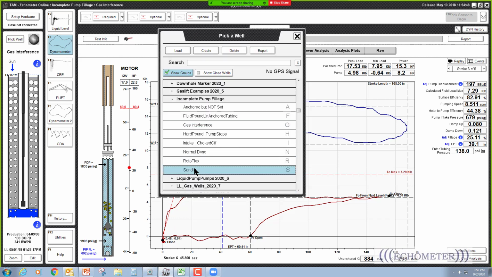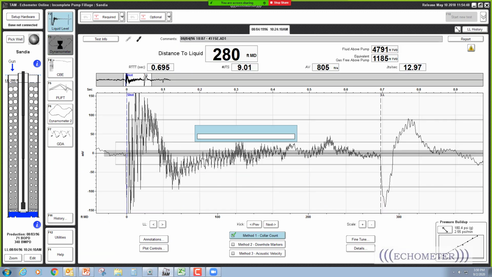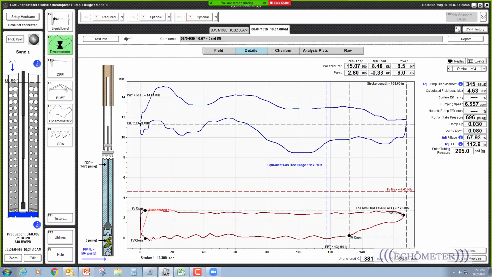The Sandia data, if I had to pick a favorite pump card in the whole wide world, this would be it. It's hard to imagine that's my favorite pump card. But anyway, this is my favorite pump card because this is the data that was measured at the surface when a downhole load cell was run in the well at the pump.